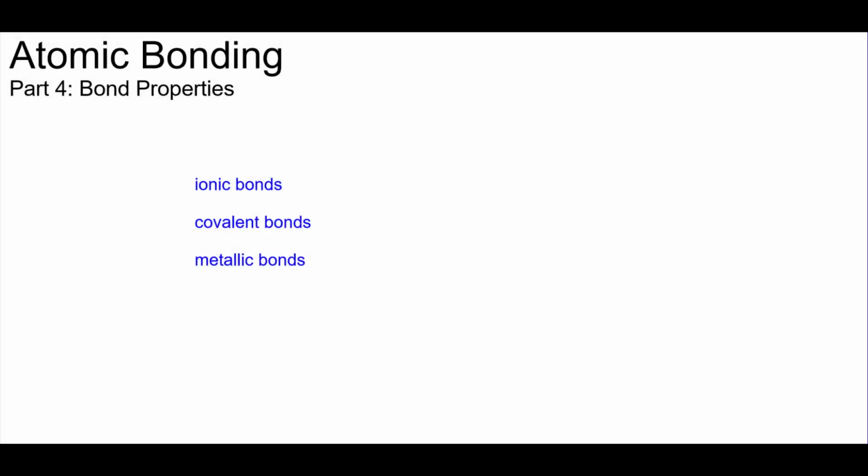I'm here today with another part of the notes for atomic bonding. So far, we've learned about the three types of bonds that atoms can make. They're ionic bonds, covalent bonds, and metallic bonds. What we need to pick up today is some more information about each type of bond, specifically the properties that come along with each type of bond. Let's go ahead and get started.